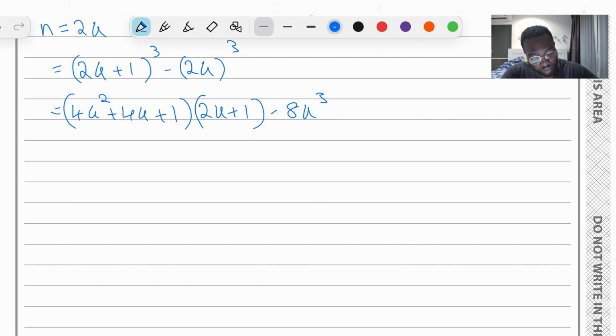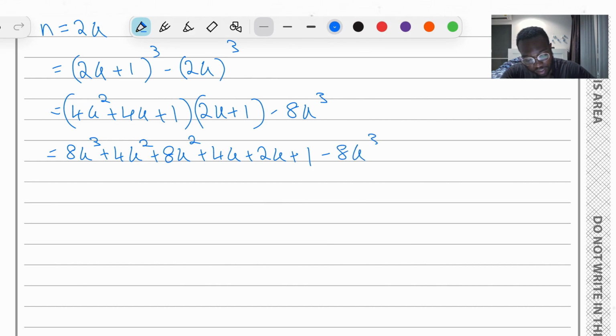And if we expand this out, what do we get? We get an 8k cubed, plus a 4k squared. Then we get an 8k squared plus a 4k. Then we get a 2k plus a 1. And then we still have the minus 8k cubed. The 8k cubes there will cancel out completely. And then we're left with a 12k squared plus 6k plus 1.